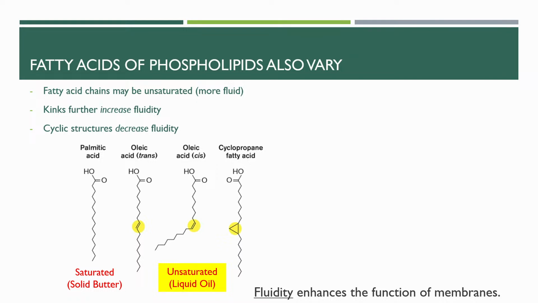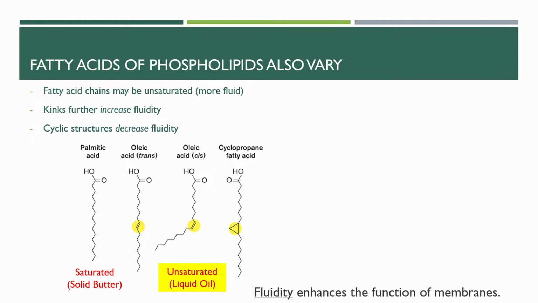But in order for the cells to function, they have to still be fluid to be able to modulate their composition and maintain that fluidity and things that will come in and out of the cell. But you ultimately can't be too fluid as a cell because if it's too fluid, it's going to destabilize the membrane. So fluidity does enhance the function of the membranes.